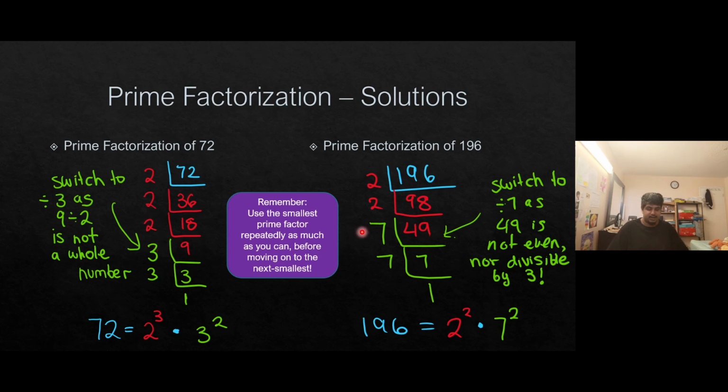196 is very similar, except once you get to a value of 49, again, you can recognize that it's 7 squared, and it's 2 squared times 7 squared.